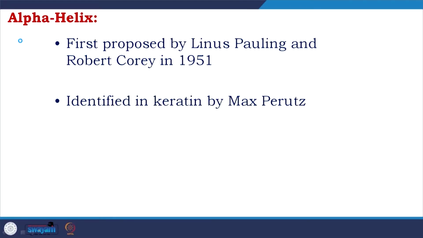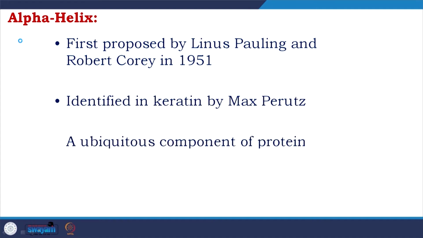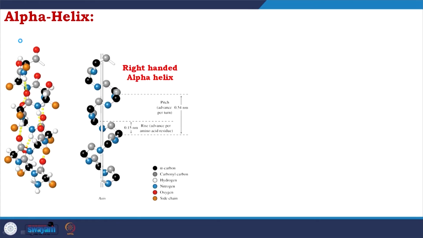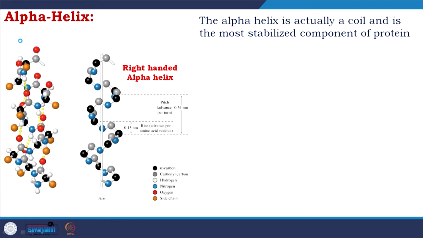Identified in keratin by Max Perutz, a ubiquitous component of proteins, and stabilized by hydrogen bonds. Simple. The alpha helix is actually a coil and is the most stabilized component of protein. As I told, it shows the effect of gravity on us.